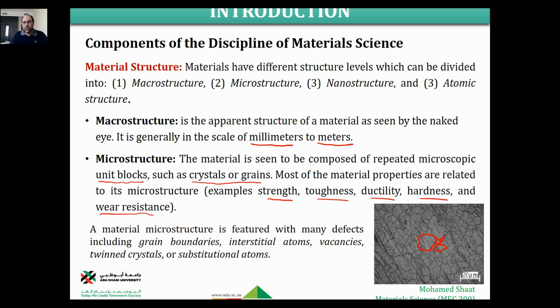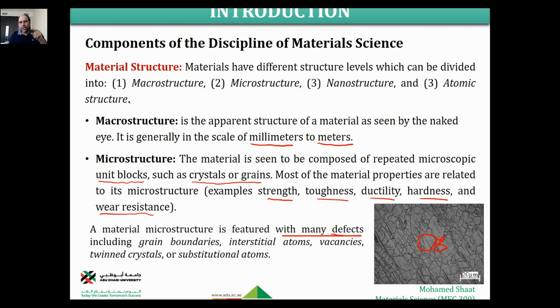A material microstructure is featured with many defects known as the microstructural defects of the material. These defects are, for example, the grain boundaries. What distinguishes this grain from the next grain is a boundary. So there should be a boundary that distinguishes this grain from other grains. The grain boundary is one of the types of material defects, along with interstitial atoms, vacancies, twin crystals, and substitutional atoms. All of these are different forms and there are more, as defects or irregularities inside the material microstructure.